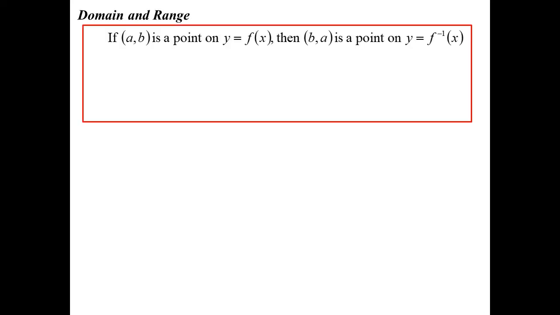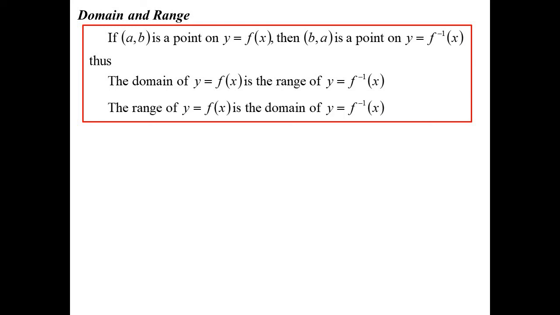Okay, domain and range. If (a, b) is on the function, then we know (b, a) will be on the inverse. So the domain and range basically swap around. The domain of the function becomes the range of the inverse, and the range of the function becomes the domain of the inverse.